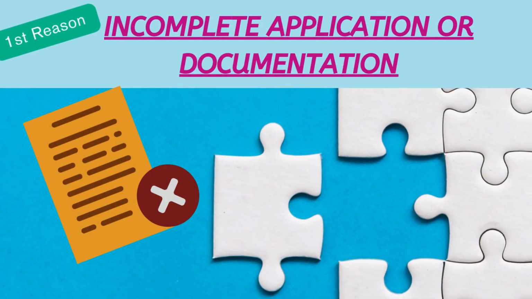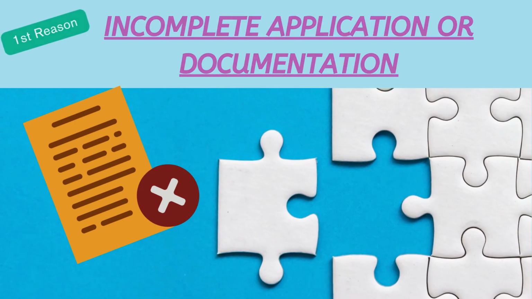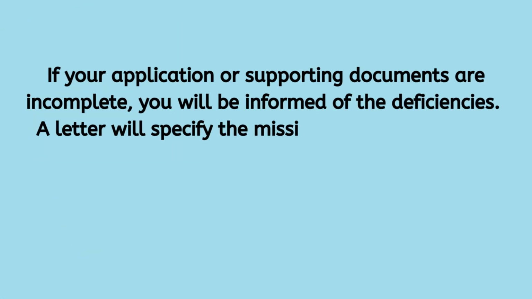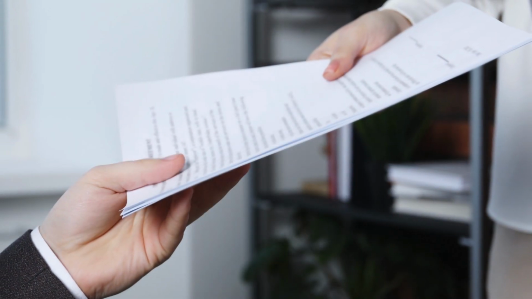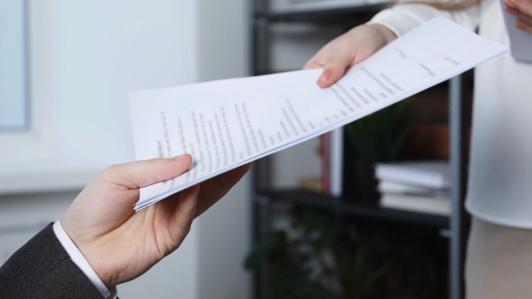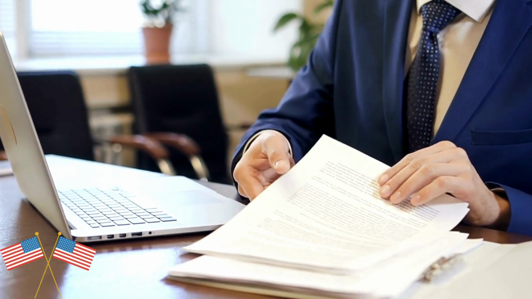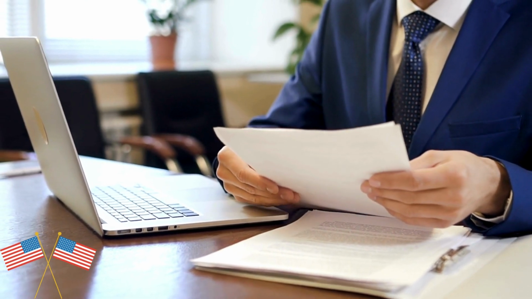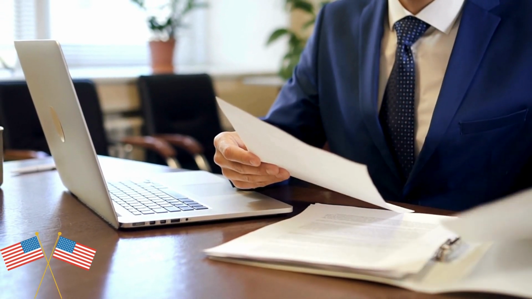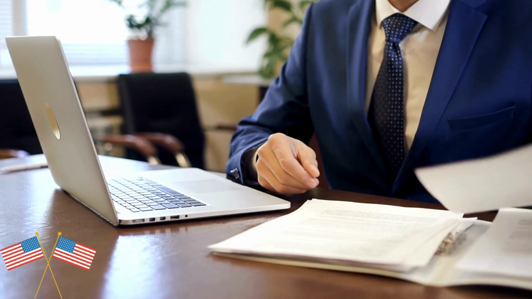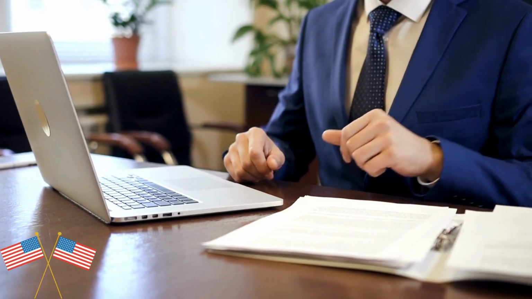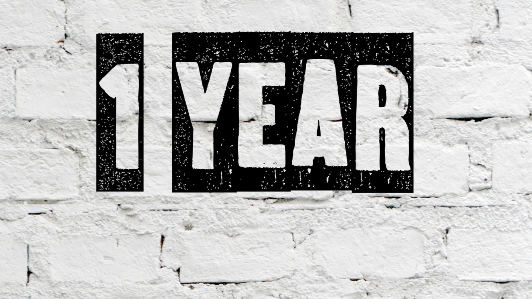If your application or supporting documents are incomplete, you will be informed of these deficiencies. A letter will specify the missing documents and you can provide them to the embassy or consulate. You will be informed of all this at the end of your interview. Once the required documents are submitted, your visa application will be re-evaluated. In this case, make sure to promptly provide the missing documents as soon as you receive the refusal letter. You will generally have 1 year from the refusal date to submit the required documents and information.